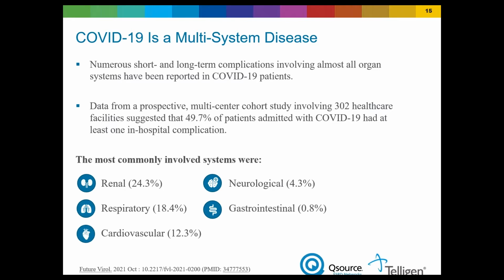So obviously, COVID-19 affects the lungs in the majority of the patients, but the other complications that are relevant in these patients have been mostly reported for these systems, including renal system, respiratory with other complications, cardiovascular, neurological, and gastrointestinal system. Next slide, please.